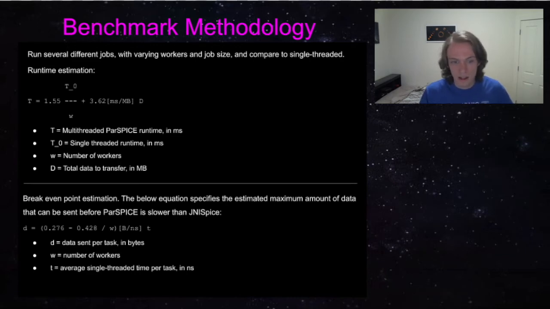After the model is fitted, it just does a bit of algebra and makes an estimate of the break-even point, which tells the user how much data they can send before using ParSpice makes their job run slower than it would have if they didn't use ParSpice.